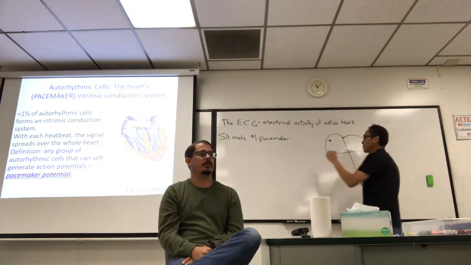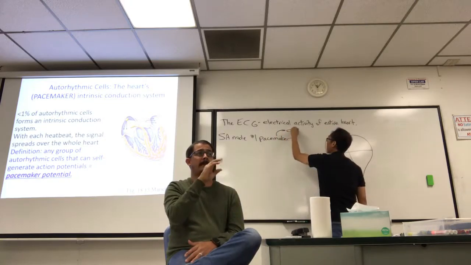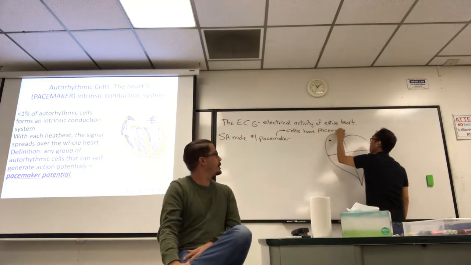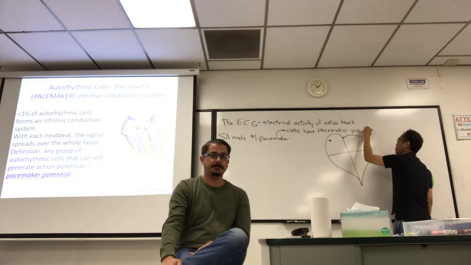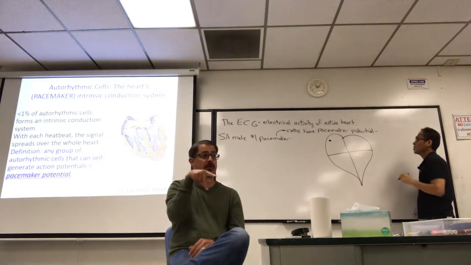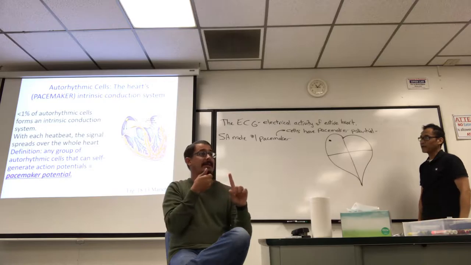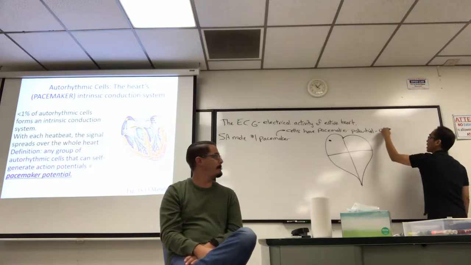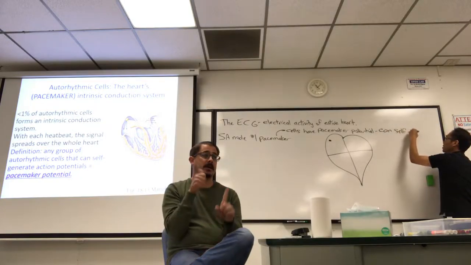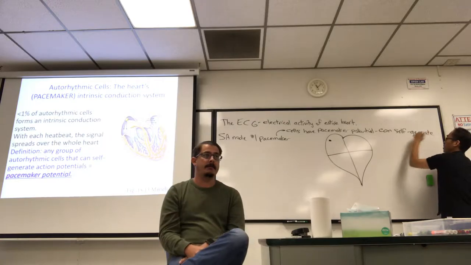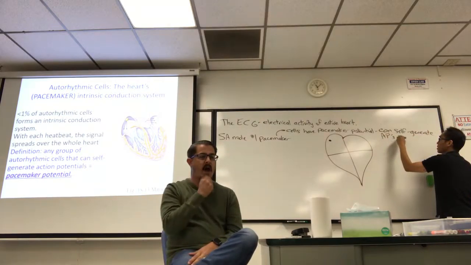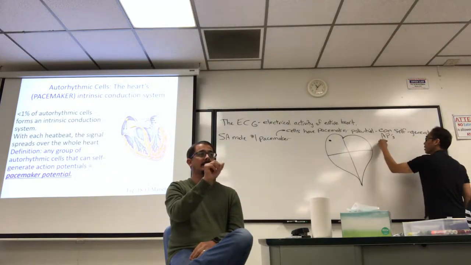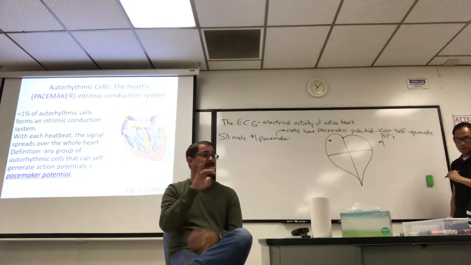So any cell that has a pacemaker potential, like an action potential, means these cells can self-generate APs, or action potentials. And actually, this number one pacemaker, your SA node, is the strongest one. That's why it's number one.